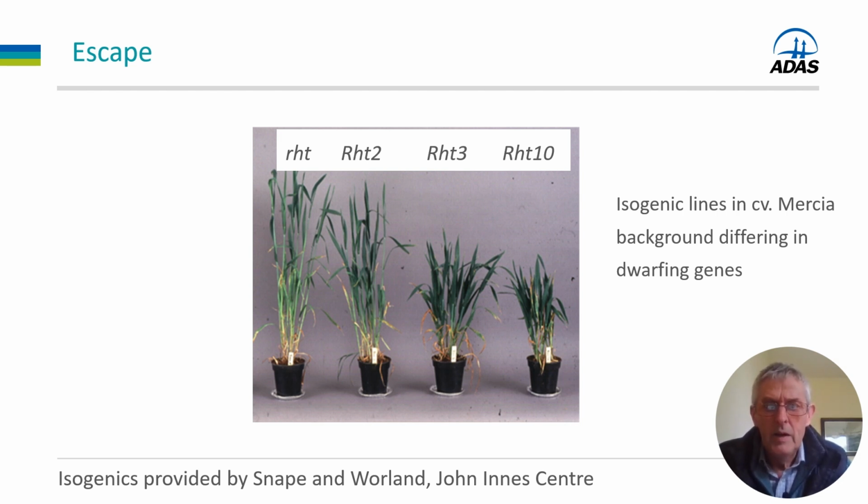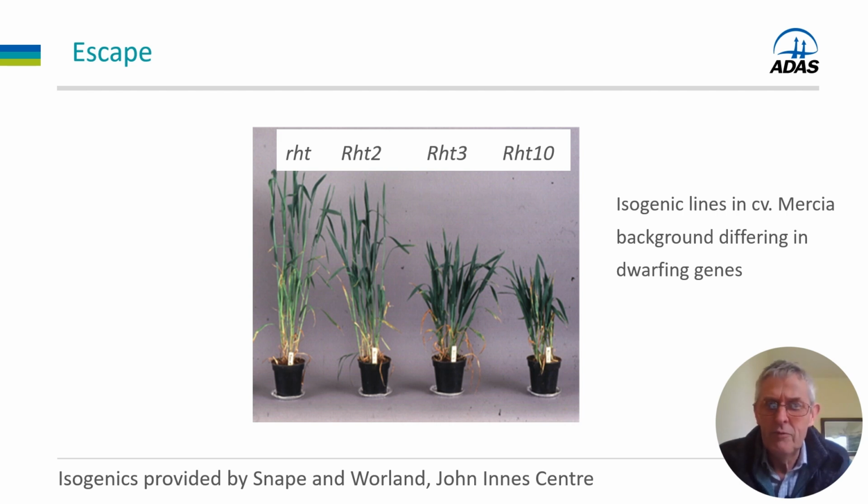So in this particular case, a variety Mercia was produced which had no semi-dwarfing gene in it, and then it was crossed with a wheat line which contained one of the semi-dwarfing genes, for example RHT2, which stands for reduced height gene 2, and you can see the effect of that in the pots here.